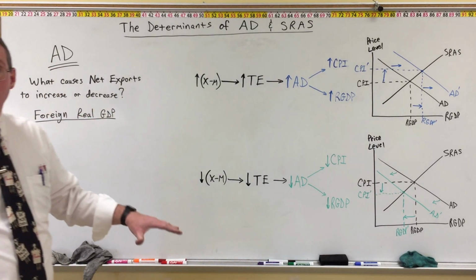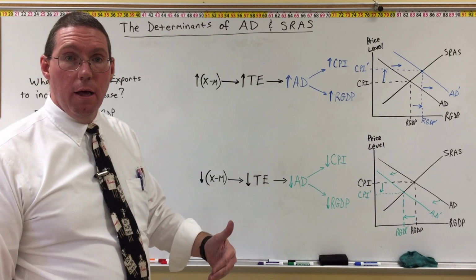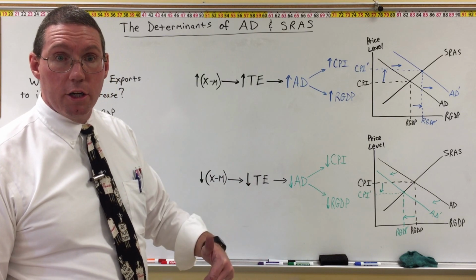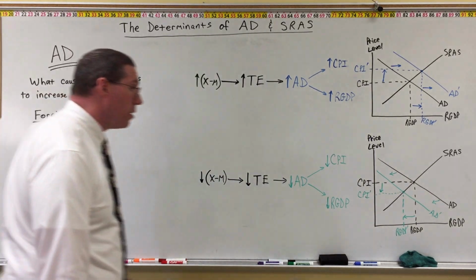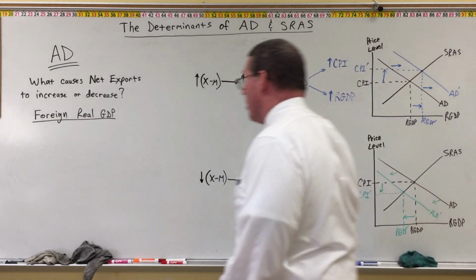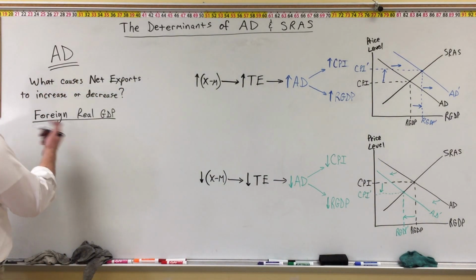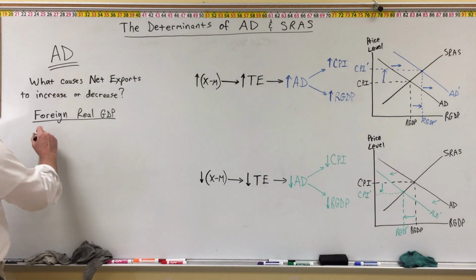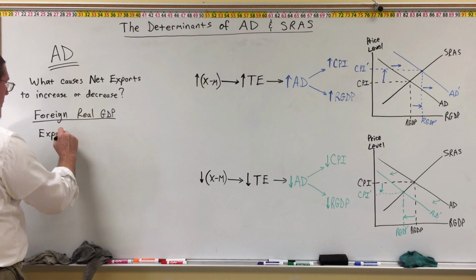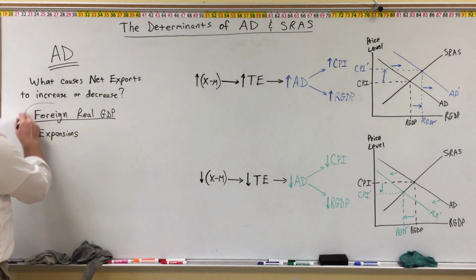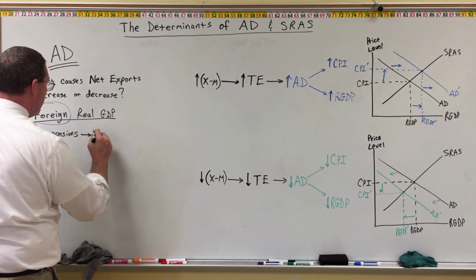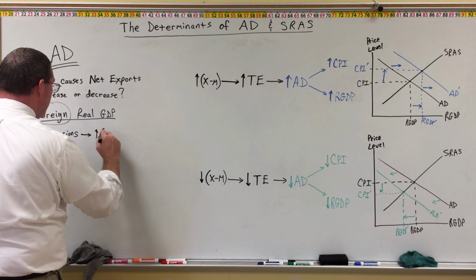How well are other countries performing? Are they in an economic expansion or are they in an economic contraction? Okay? And so basically it's dependent upon real GDP in other countries. And so here's what we're going to say. When other countries are in an economic expansion, expansion in foreign countries, so other countries are experiencing expansions, that's going to lead to an increase in net exports.